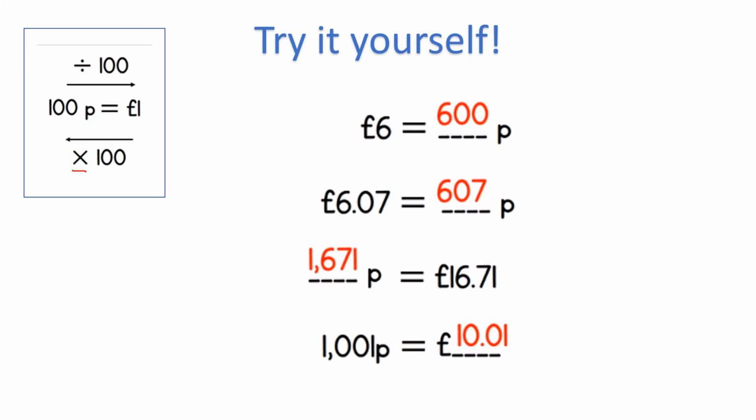Over here we had £16 and 71 pence. So what did we have to do to convert this into pence? We had to times by 100. So that was 1,671 pence.